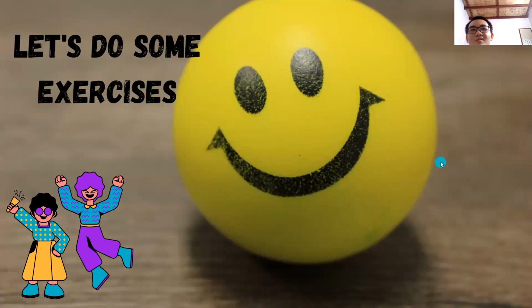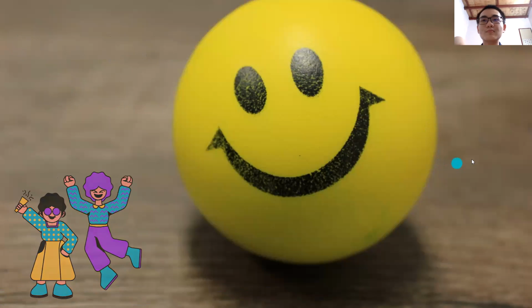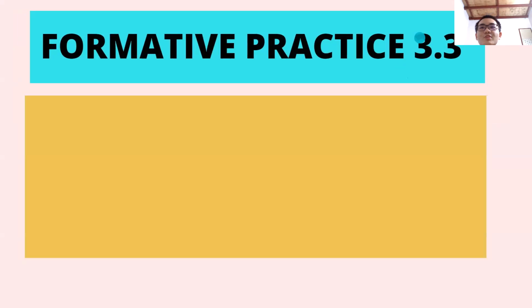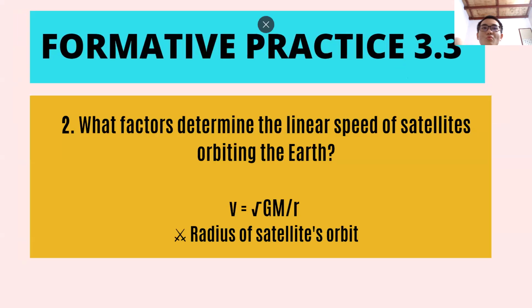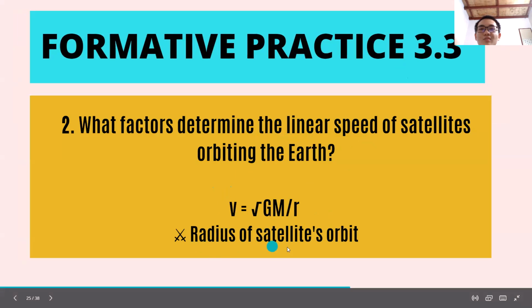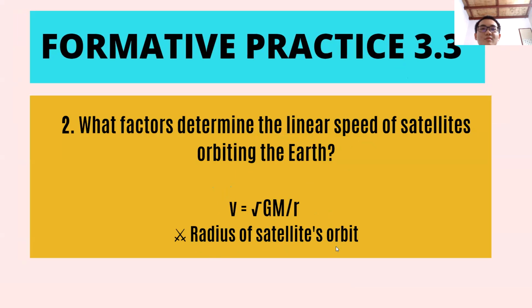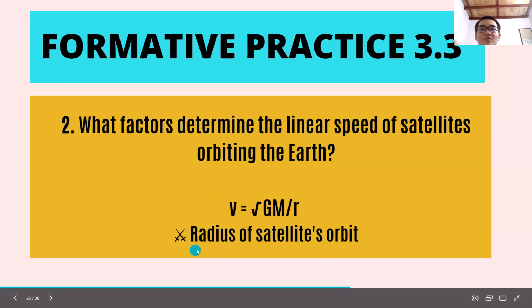Now we move on, let's do some exercise. This exercise is based on textbook Formative Practice 3.3. Question 2. What factors determine the linear speed of a satellite orbiting the Earth? As we see linear speed, we need to use the formula V equals the square root of GM over r. As GM is constant, r is the factor that determines the linear speed, which is the radius of the satellite orbit.